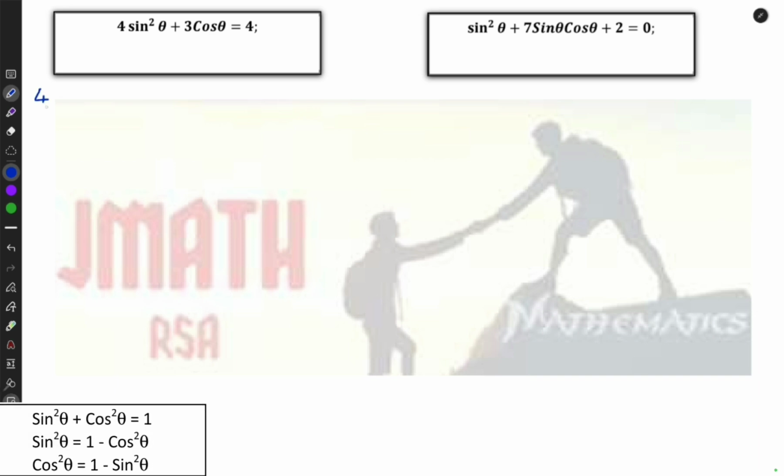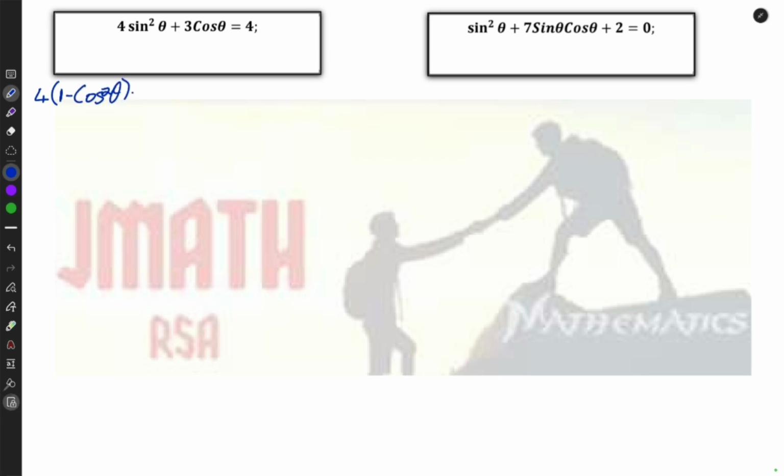So I'm going to use the grade 11 identity that says sine squared is equal to 1 minus cos squared theta, and then plus 3 cos theta, and I'm going to bring the 4 over, so it is equal to 0. Now I can multiply in: 4 minus 4 cos squared theta plus 3 cos theta minus 4 is equal to 0. I'm just going to simplify now. So there's a plus 4 and a minus 4. That just becomes 0.